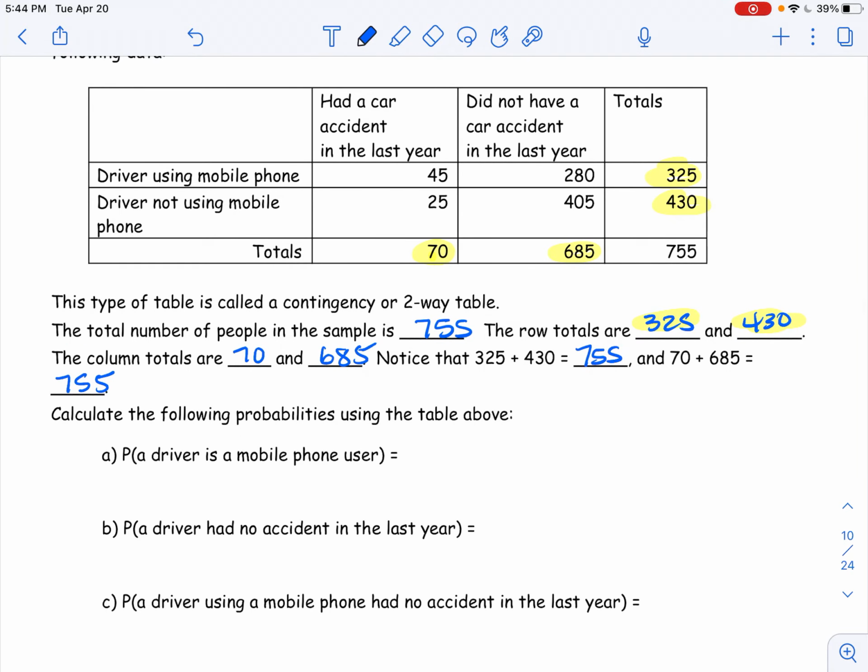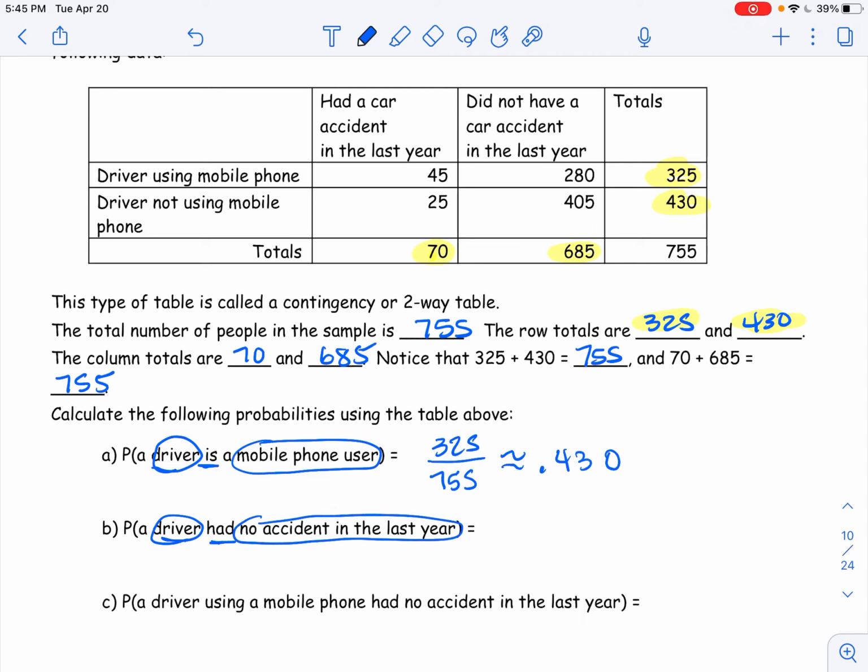So let's calculate the following probabilities using the table above. And the way we'll do this is we'll start with this. This is our numerator. This is the event. So the probability a driver is a mobile phone user. So out of the total of 755, how many are drivers using a mobile phone? 325. And in the calculator, this is going to reduce to about 0.430.